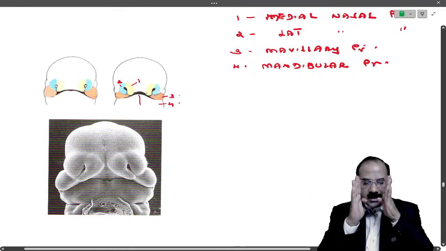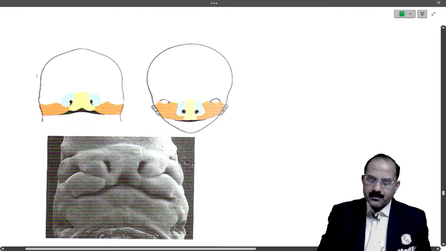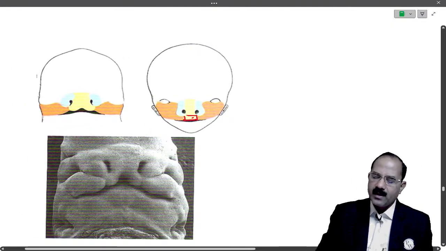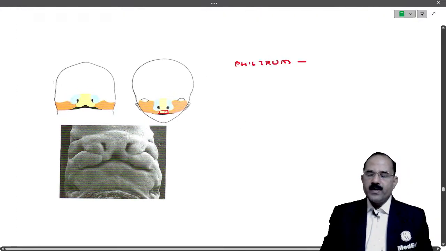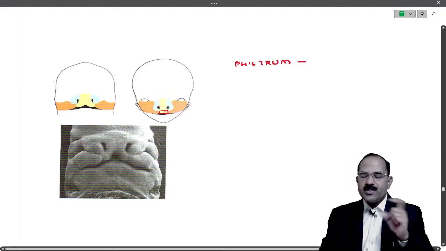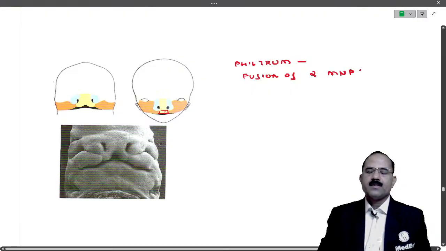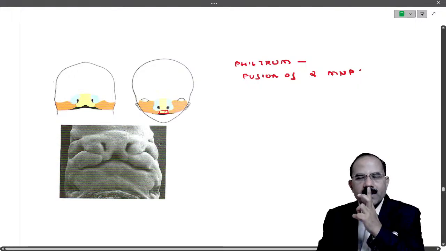The two medial nasal processes fuse and form what? Look at this. What is this part of the lip known as? Any guesses? Philtrum of the upper lip. Philtrum of the upper lip is derived from the fusion of two medial nasal processes. Okay, so philtrum of the upper lip is derived from the fusion of two medial nasal processes.